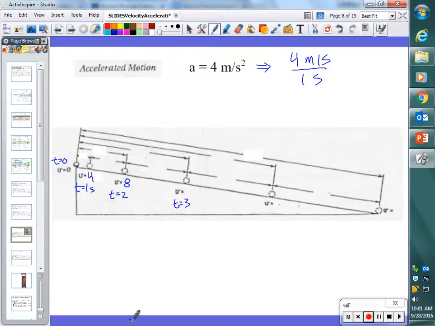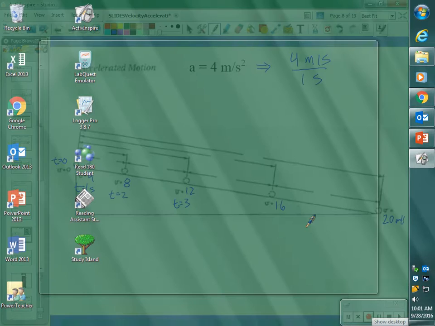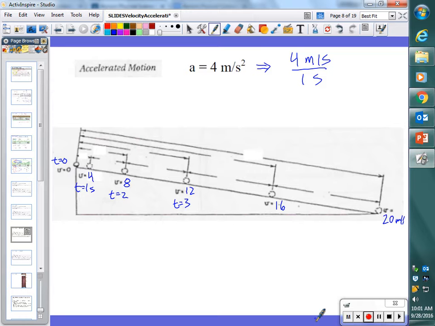3 seconds after we let it go, what's going to be the velocity at that point in time? 12 meters per second. The instantaneous velocity is 12. And then the next one, what's the instantaneous velocity going to be? 16. And finally, when it gets to the end of the ramp, what's the instantaneous velocity? 20 meters per second. Good with where all those numbers came from?